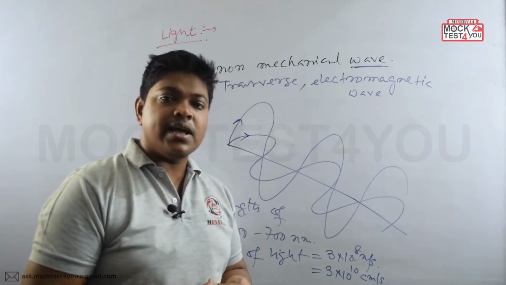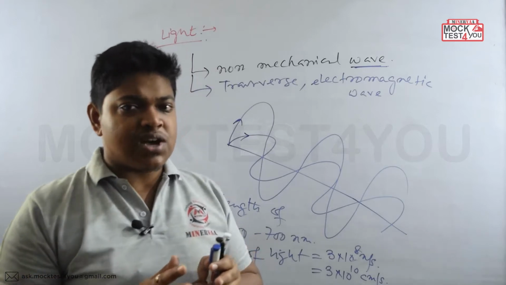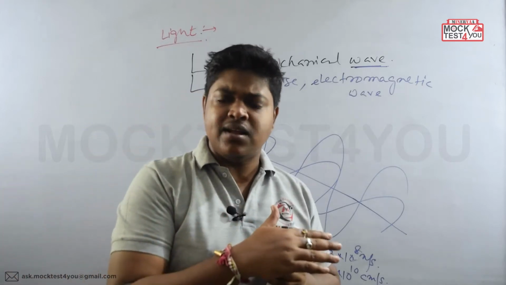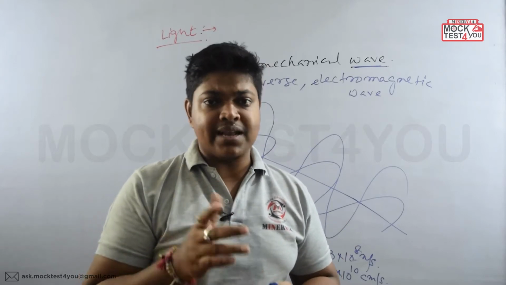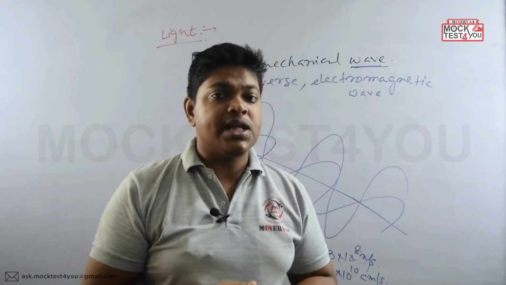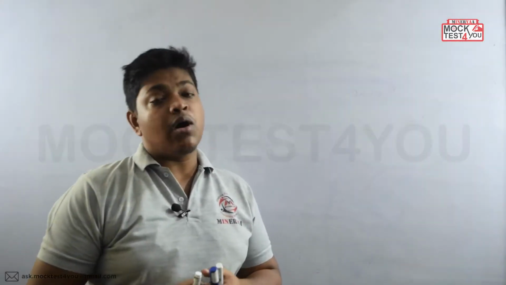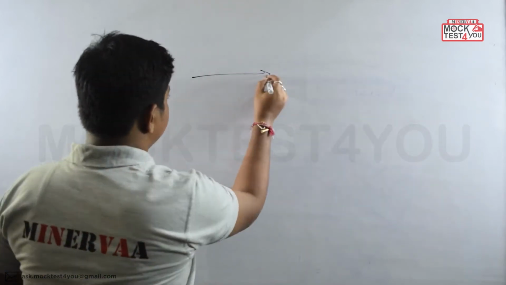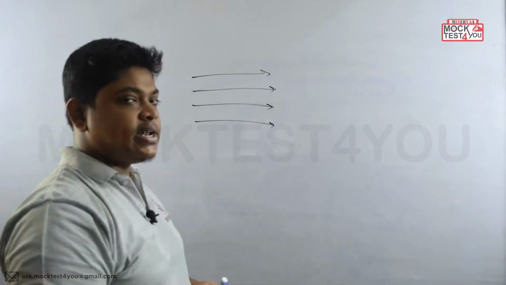Now the next thing that comes to mind is whether light waves travel only in a straight line, or can they travel in a curved way also. That thing will strike your mind. Let's go for its solution. Now light waves always travel in a straight line. That means if I draw that, light waves always travel in a straight line.